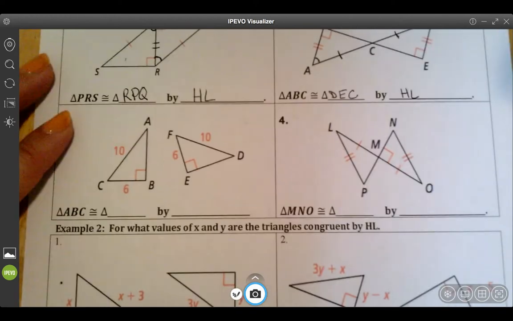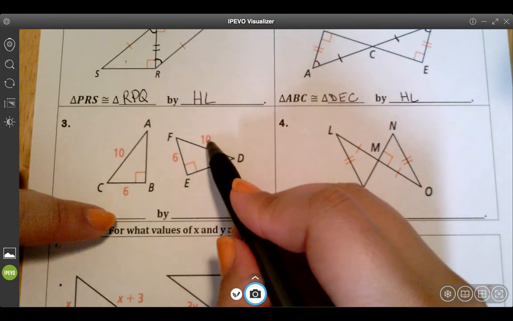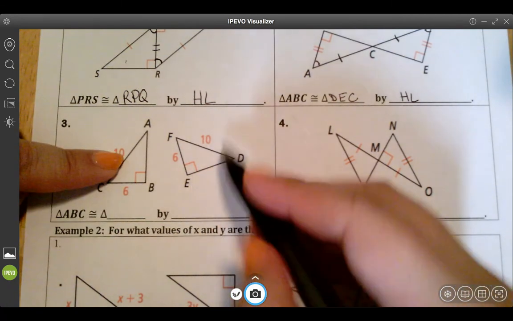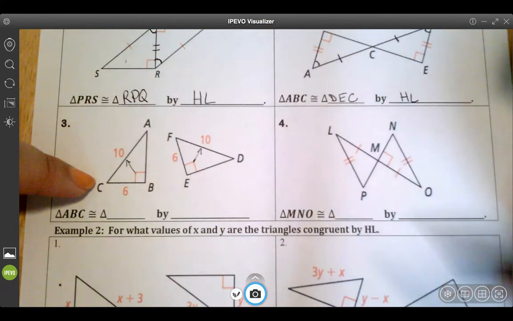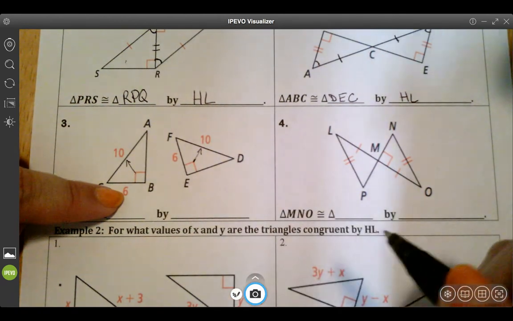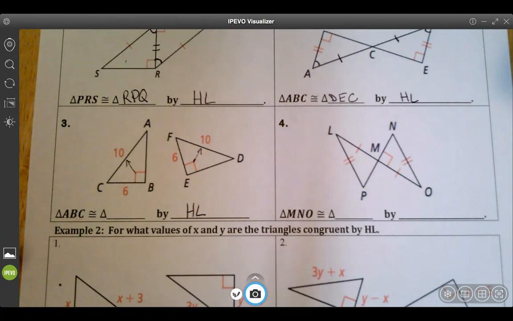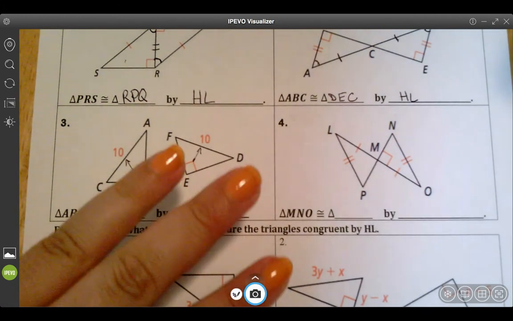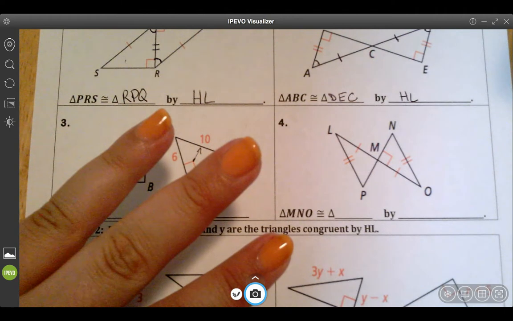Number 3, I have a right angle. Hypotenuse is 10. This hypotenuse is also 10. Remember, the hypotenuse is the one across from the right angle. The leg, I have 2 legs, both with a length of 6, so that satisfies hypotenuse leg. Right angle, so there really are still 3 requirements. We have the right angle, the hypotenuse, and the leg.